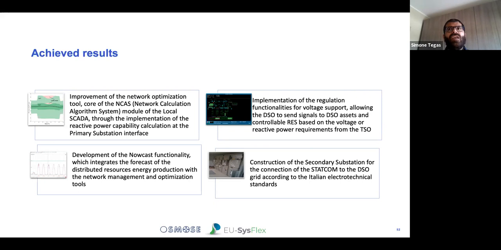But in the next weeks, we need to complete the installation of the STATCOM itself. Last slide.